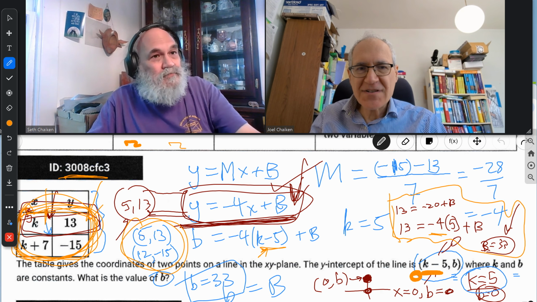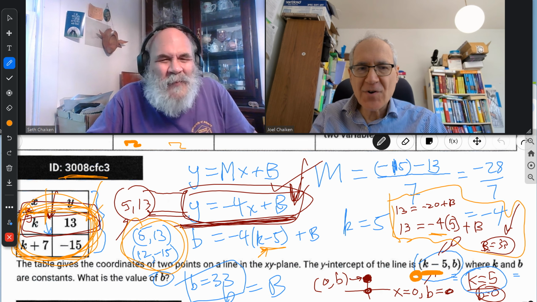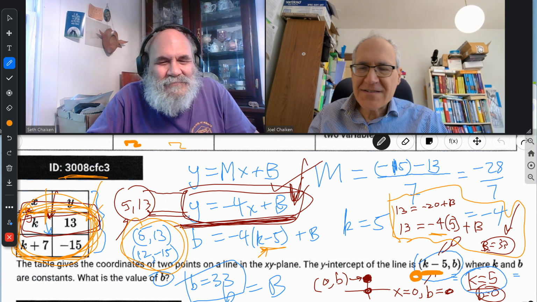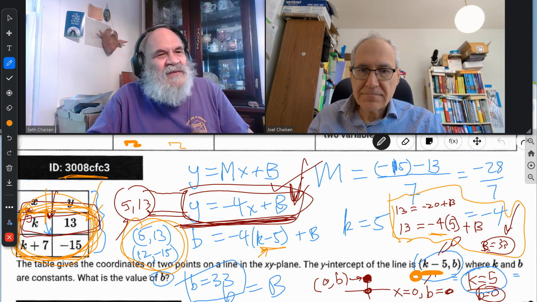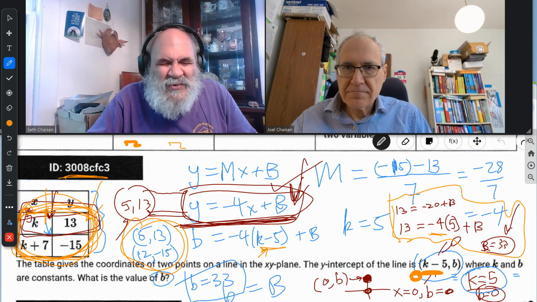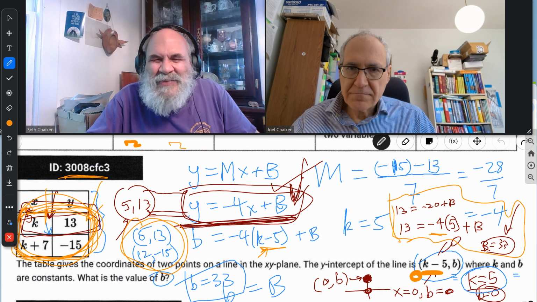If you were writing this question, Seth, what would have been your motivation to test this? What would you have wanted to see people know? Well, that the y-intercept is a point with 2 coordinates, and it's characterized by the first coordinate being 0. The x-coordinate is 0. And then there's another term for the y-intercept, which is the y-coordinate of the y-intercept.